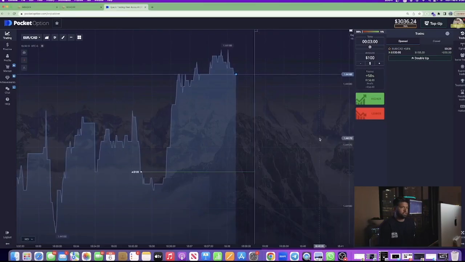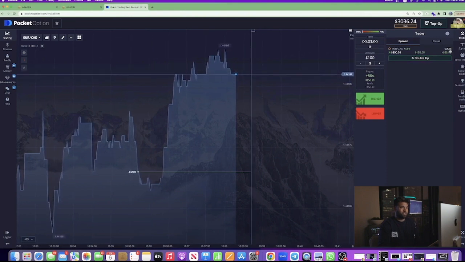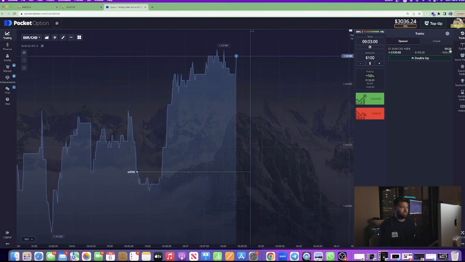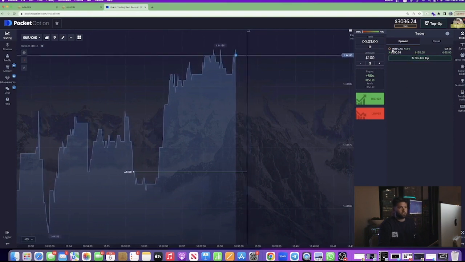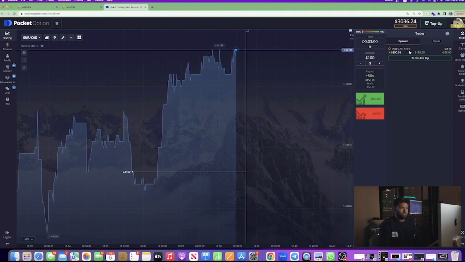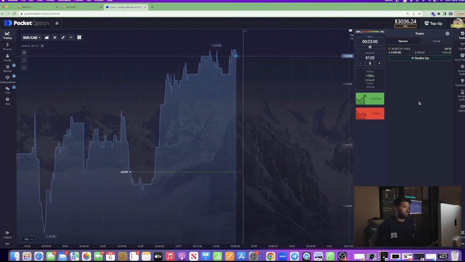You guys can see over here on the right hand side how much time you have left. I have 25 seconds left until this trade is going to clear. You can see how much you've risked. You can see the pair that you have selected. You can see your total payout here, guys. I have $158 payout, guys.